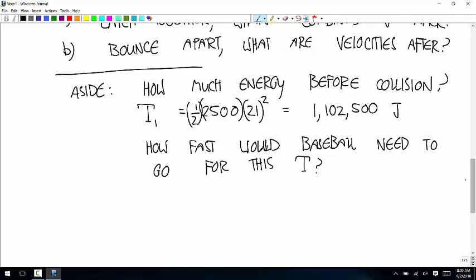Okay, well, so the way we'd set it up, I think the mass of a baseball is 0.145 kilograms. So 1/2 times 0.145 times the speed squared is equal to 1.1025 times 10 to the 6 joules. So can someone solve for V there?